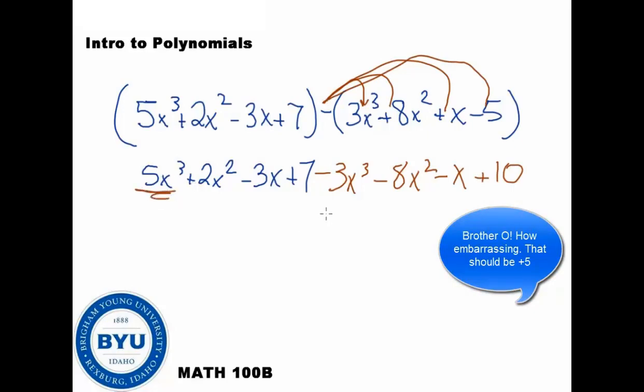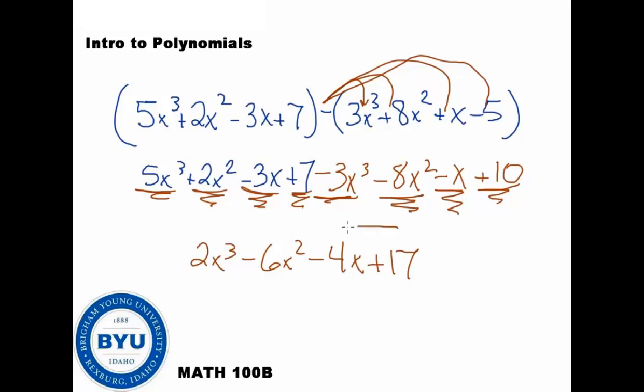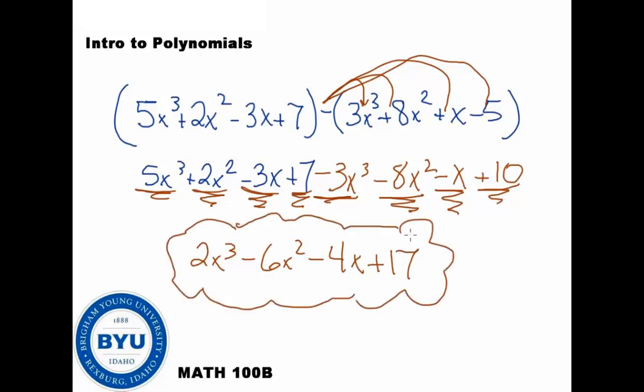So we've got 5x cubed minus 3x cubed. 5 minus 3 is 2x cubed. They're wearing the same hat, so we can combine them. Here we have 2x squared minus 8x squared, which would leave us with a negative 6x squared. Now let's do the x's. Here we have a minus 3x minus 1 more x. That's negative 4x. And lastly, plus 7 and plus 10, plus 17. And so this is the answer we get when subtracting these polynomials.